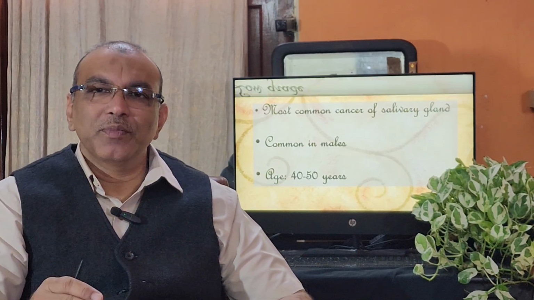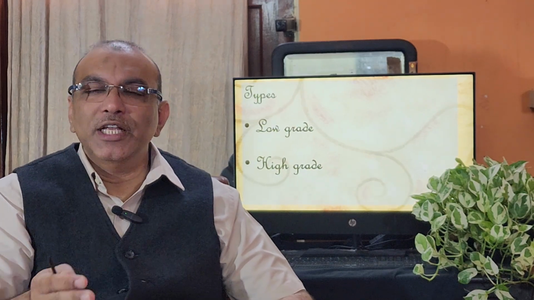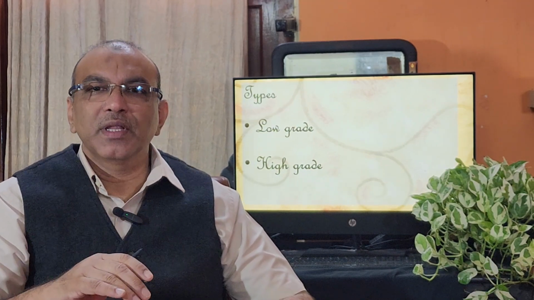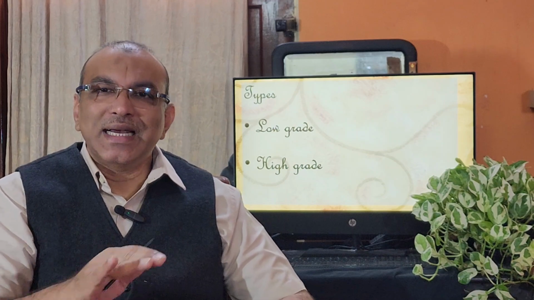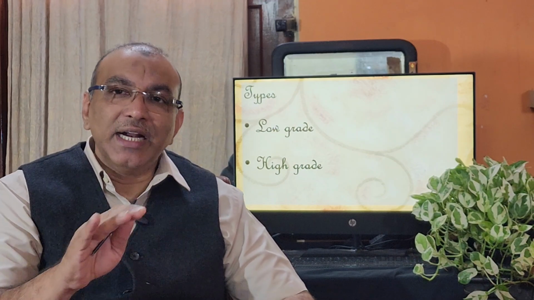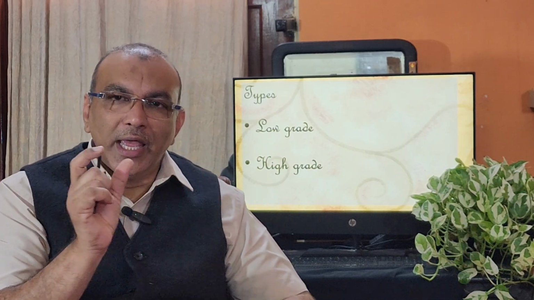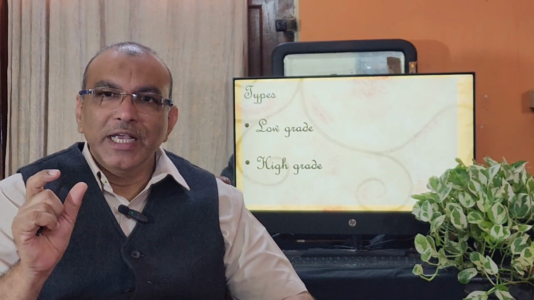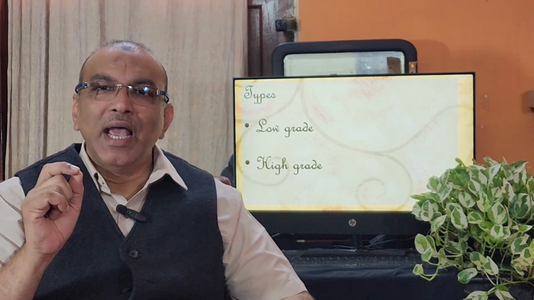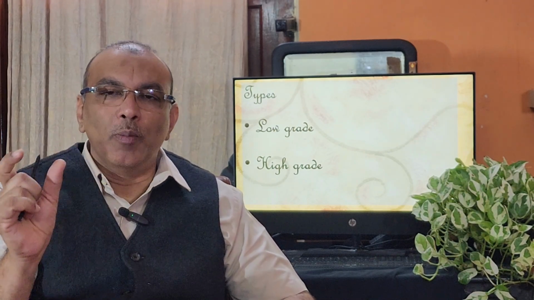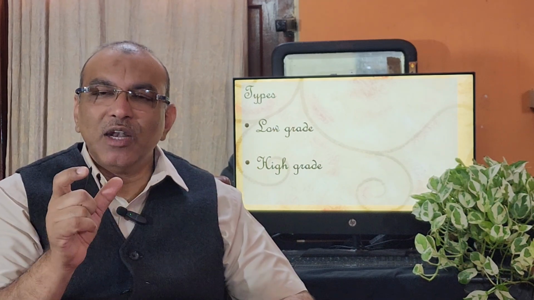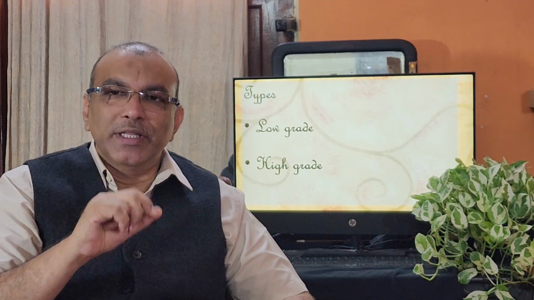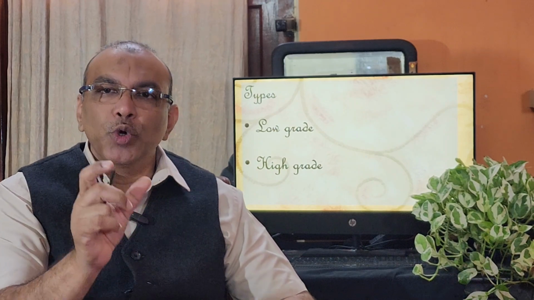Now coming to the types, you have two common types in this. One is low grade and the other one is high grade. This mucoepidermoid tumor is considered to originate from the excretory duct of the salivary gland. So the term mucoepidermoid is used because you have two words put together: it has a mucous cell component and an epidermal cell component. The first one, mucoid, secretes mucus. The second one consists of solid cells clustered together. So the terminology, mucoepidermoid tumor.